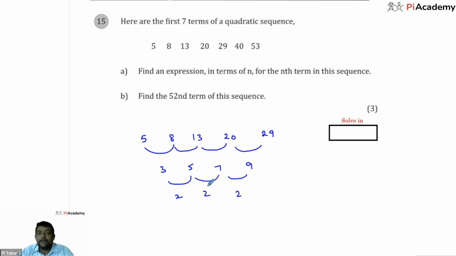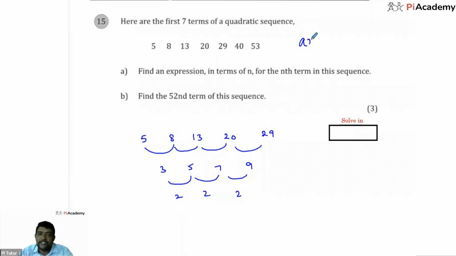So a quadratic sequence is a sequence whose second difference is common, okay? Basically, the second difference is common, not the first difference. Does it make sense to everyone? Quadratic sequence? Yes. Yes, sir. Okay, wonderful. Now, how do you find the nth term?